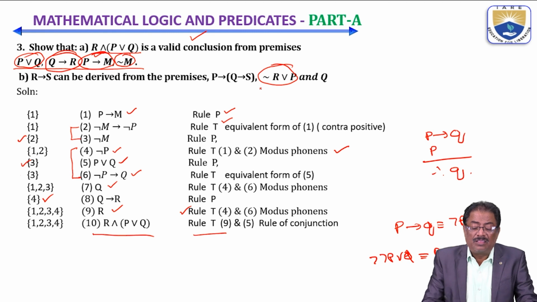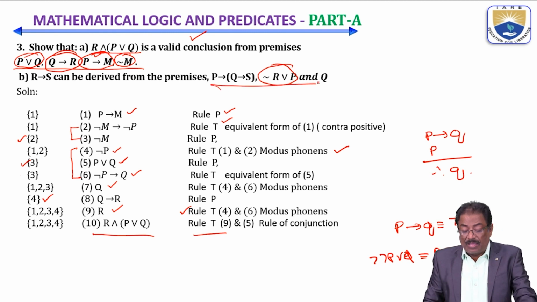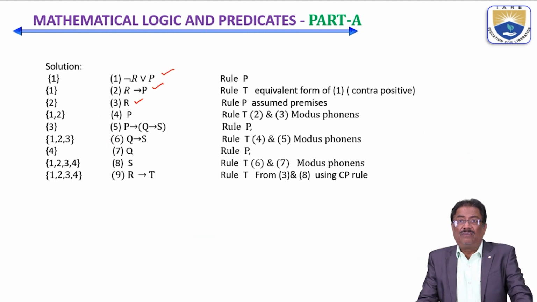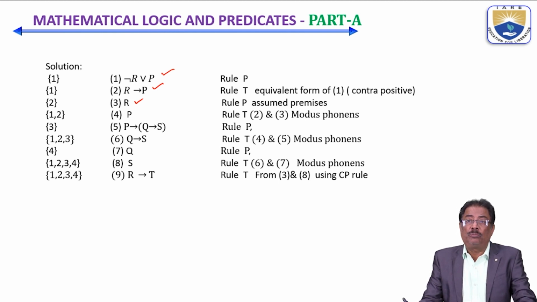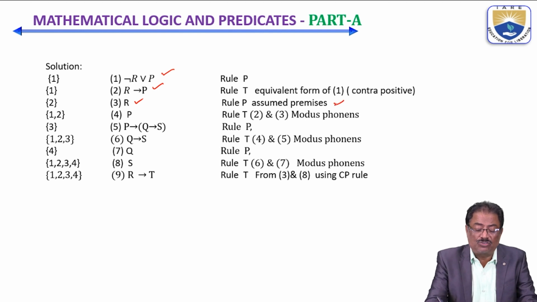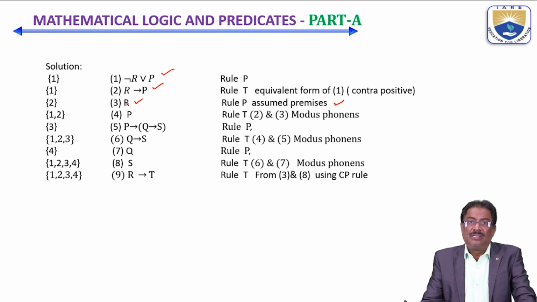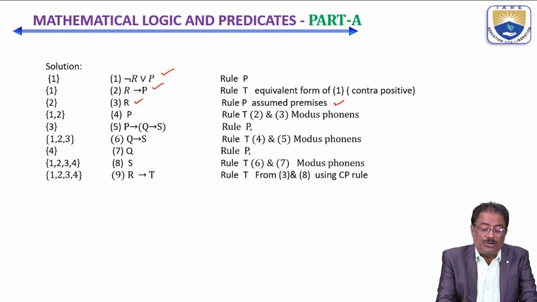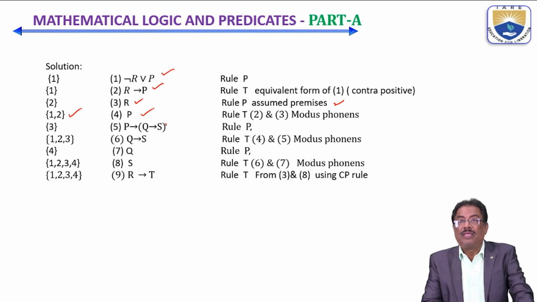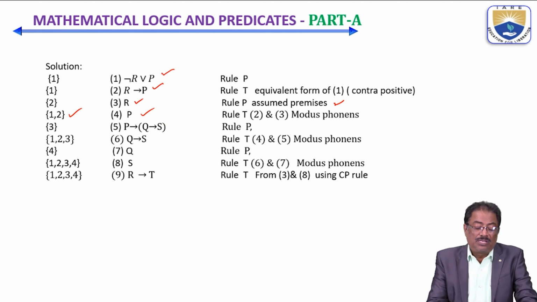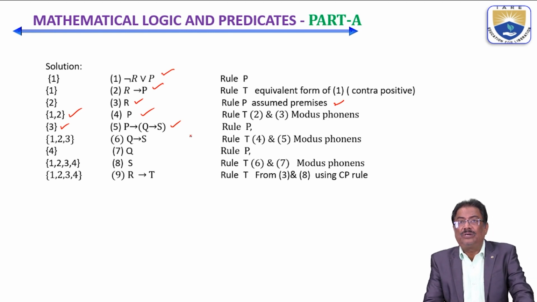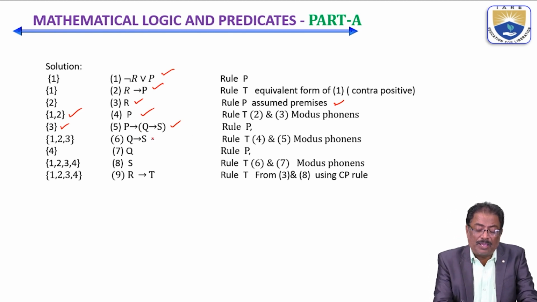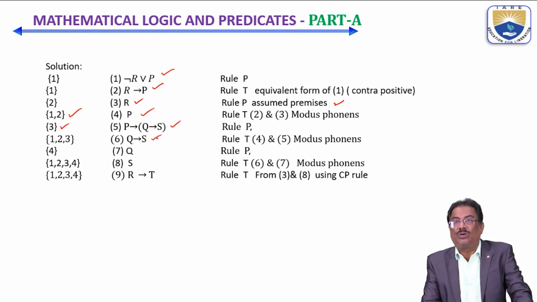Here only a limited number of premises are there, which is not sufficient to prove, so we are going to take one assumed premise. Then we are going to apply 1, 2 and 3 operations. Then we are going to get P, by applying modus ponens. Then we are going to take another premise, P to Q to S, and once again applying modus ponens, we are going to get Q to S.